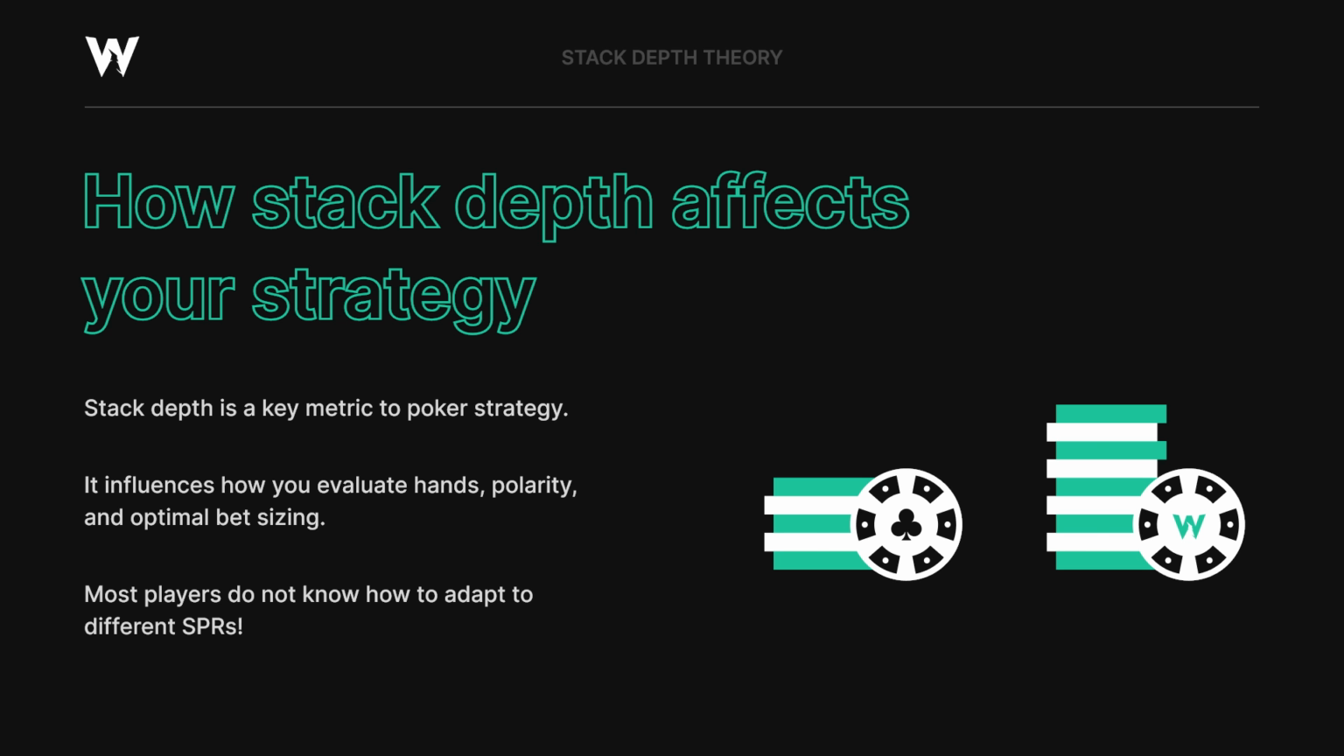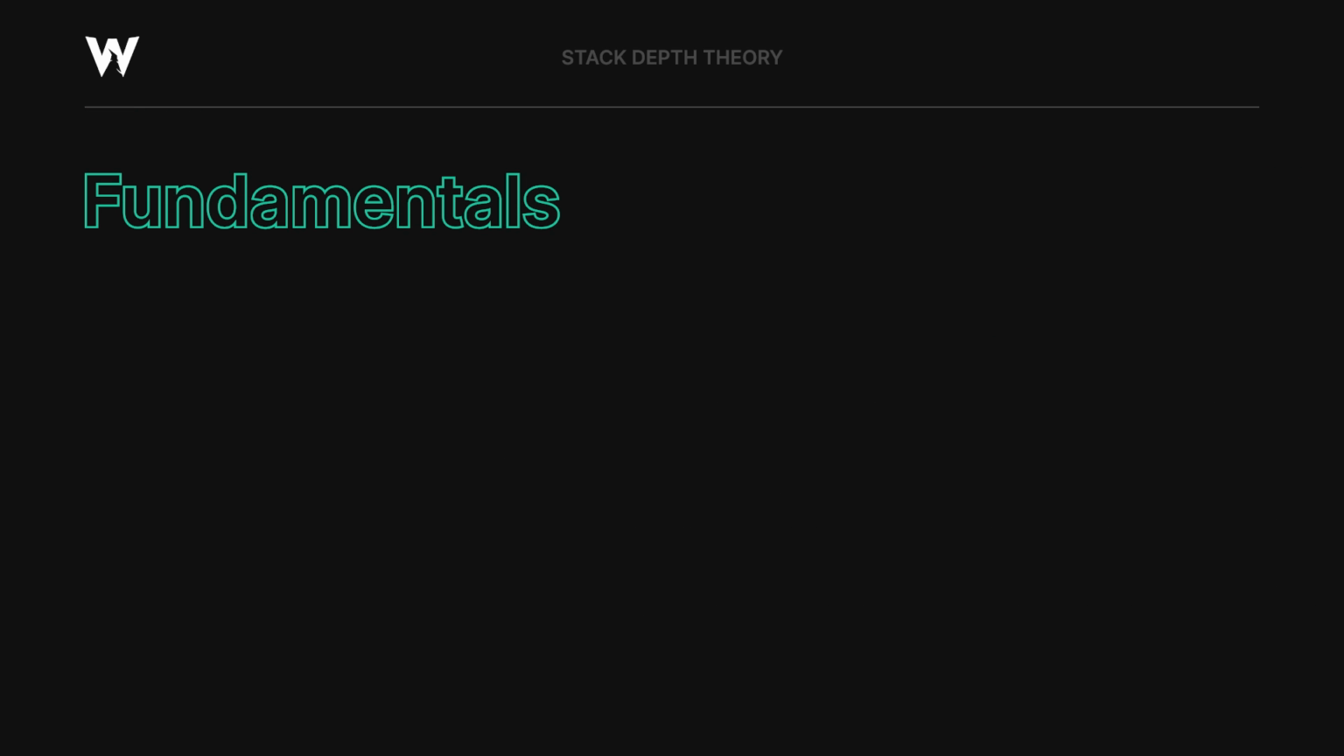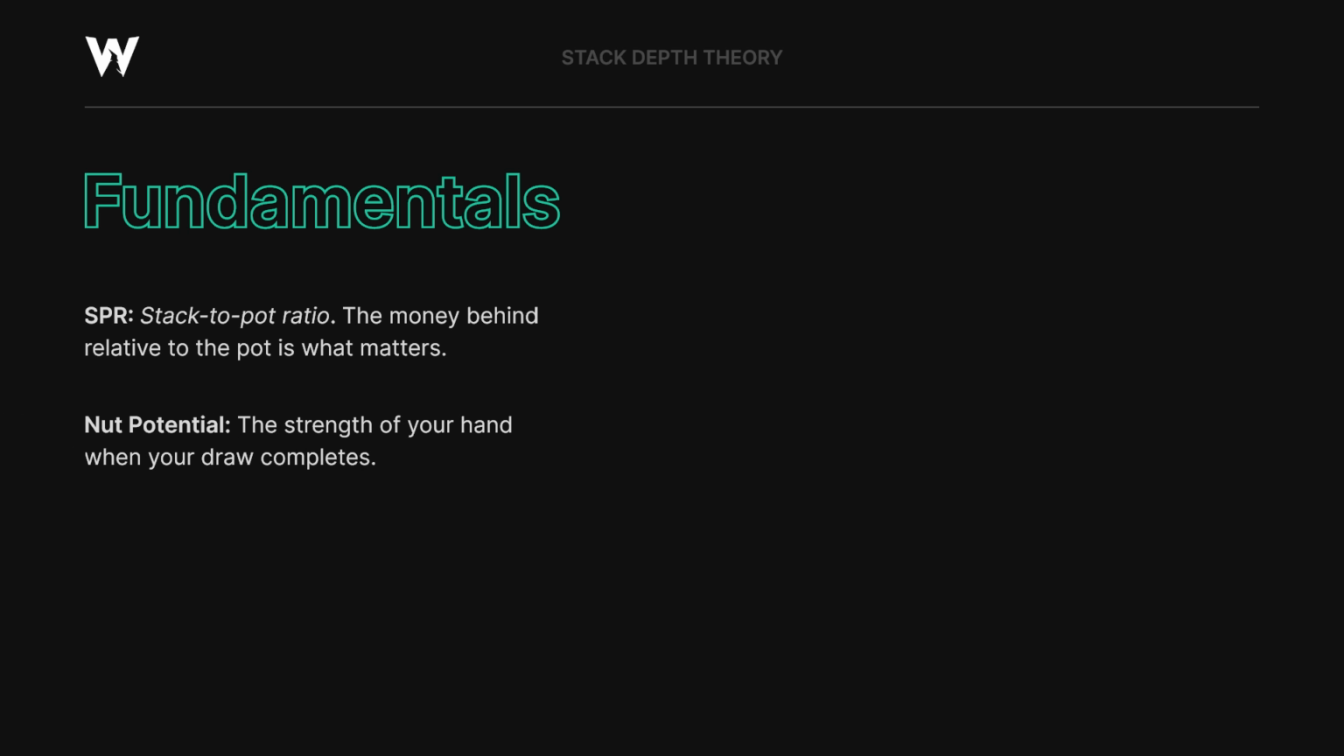strategies you should take. Now, I'm going to start with some fundamental definitions here, just so that everyone watching has an idea of what I'm going to be talking about later on. So SPR is the stack to pot ratio. Again, that's the money behind relative to the size of the pot. Nut potential is the strength of your hand when your draw completes.